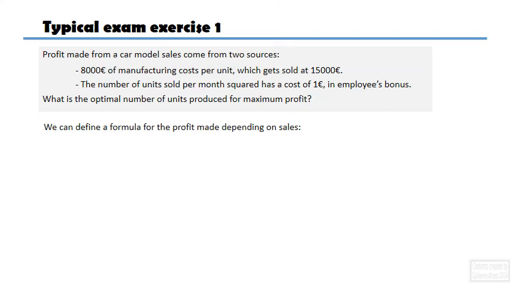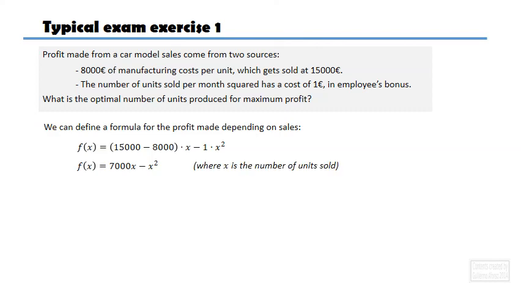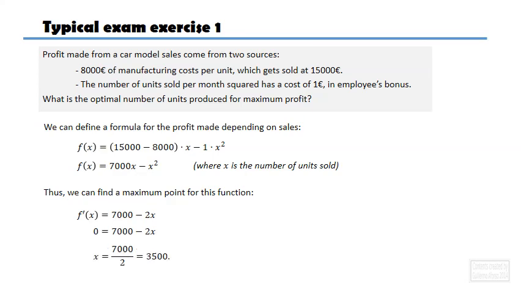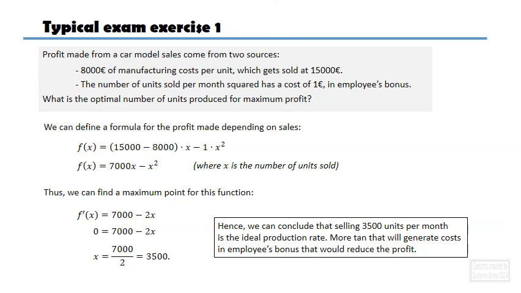So we define a formula. Here it is: 7,000 times x minus x squared. And that's going to tell me for x number of cars sold, how much money I'm making. Now, I can find the maximum point of this function by simply taking the derivative and setting it equal to 0. And I get that x is 3,500. So what does this mean? It means that selling 3,500 units per month is the ideal production rate. If I sell more, I generate cost and employee bonus. If I sell less, I'm not making as much as I could be making.